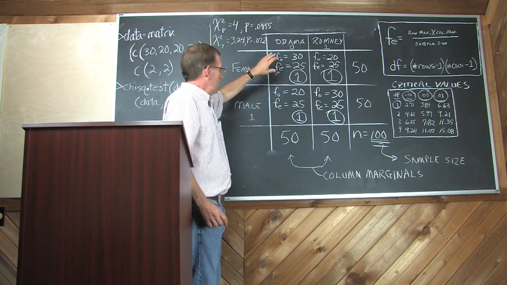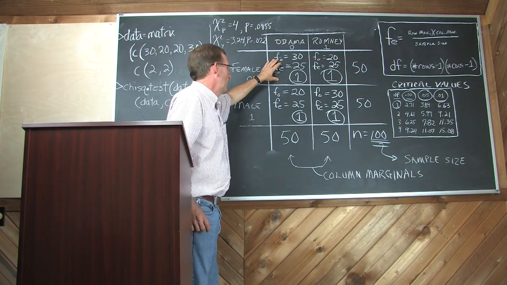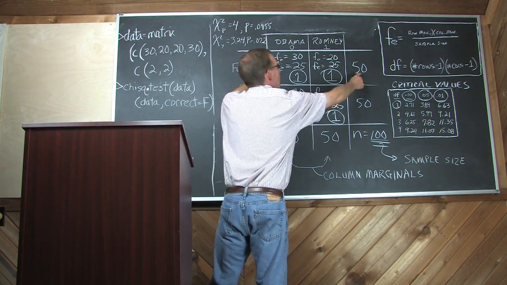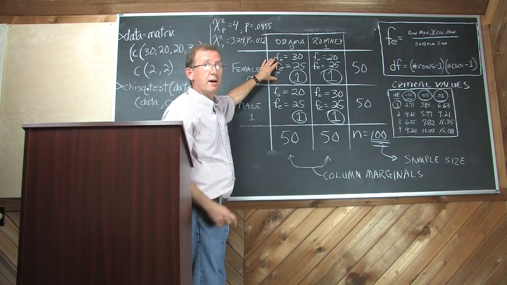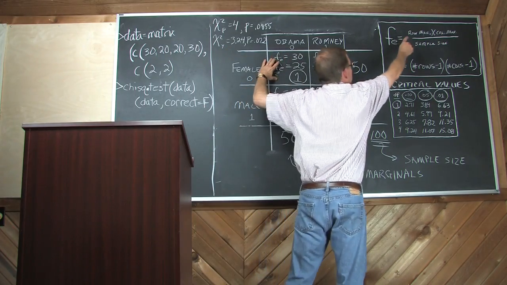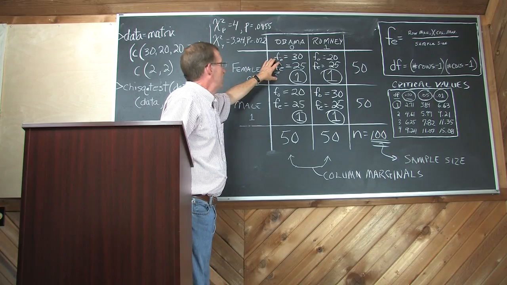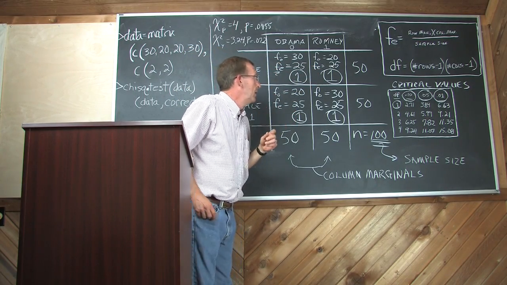So we're going to wonder about the expected value for this particular cell on the table. So once you're here, we're going to find its column marginal and its row marginal. Multiply these times each other. 50 times 50 is 2,500. 2,500 divided by sample size of 100 is 25. And that works in each cell of the table.